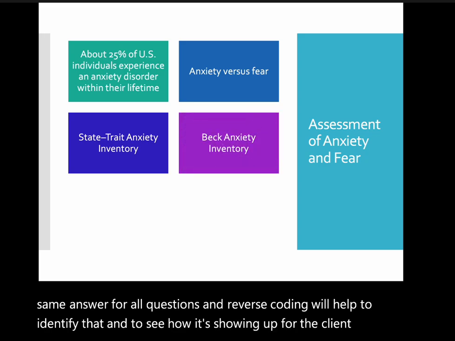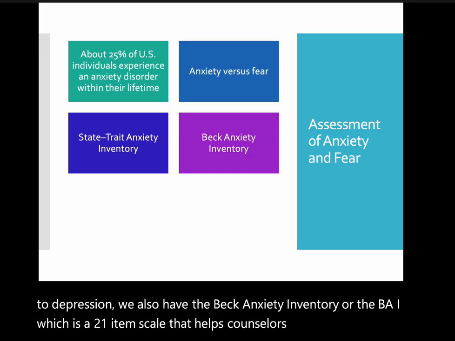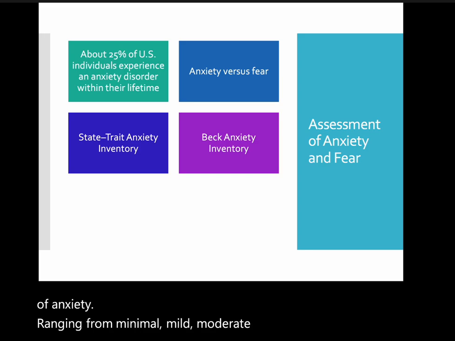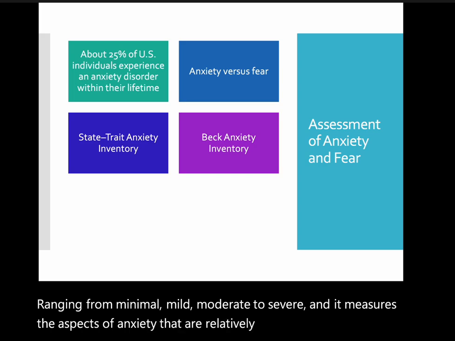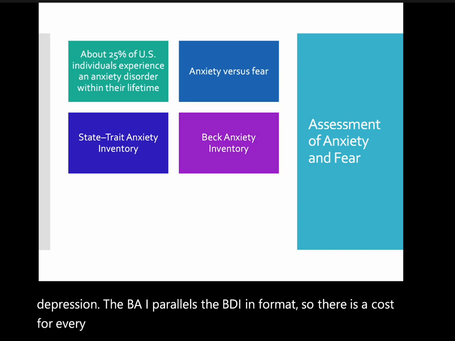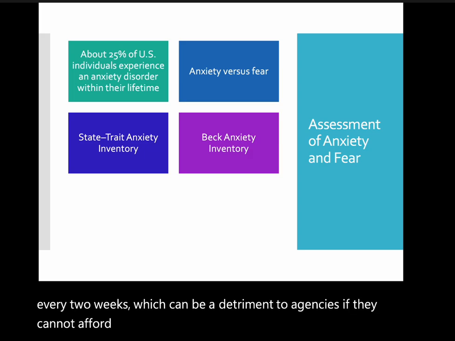Similar to depression, we also have the Beck Anxiety Inventory, or the BAI, which is a 21-item scale that helps counselors to identify 4 degrees of anxiety, ranging from minimal, mild, moderate, to severe. And it measures the aspects of anxiety that are relatively independent of depression. The BAI parallels the BDI in format. So there is a cost for every administration, and it is supposed to be readministered every 2 weeks, which can be a detriment to agencies if they cannot afford to use the BAI.